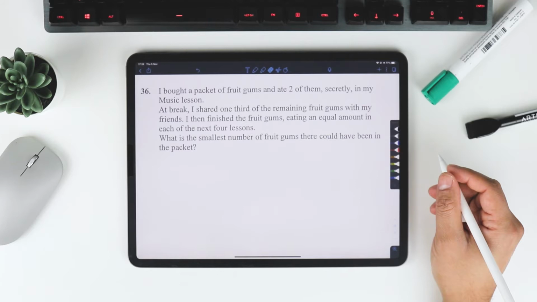It says here in the question, I bought a packet of fruit gums and ate 2 of them secretly in my music lesson. At break, I shared 1/3 of the remaining fruit gums with my friends. I then finished the fruit gums, eating an equal amount in each of the next 4 lessons. What is the smallest number of fruit gums there could have been in the packet?